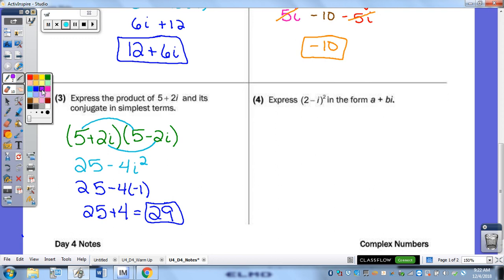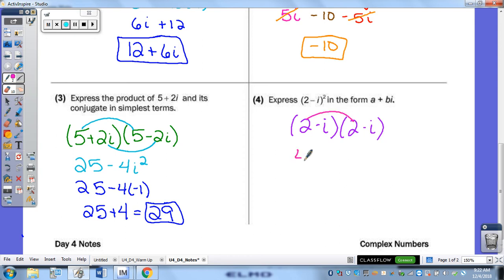Four. This time we're taking 2 minus i and we're squaring it. So 2 minus i times 2 minus i. You got to keep in mind these are not conjugates, so it doesn't follow the same rules as we did for the last one. This one you got to actually multiply it all out. So 2 times 2 gives us 4. And then 2 times negative i gives us a negative 2i.